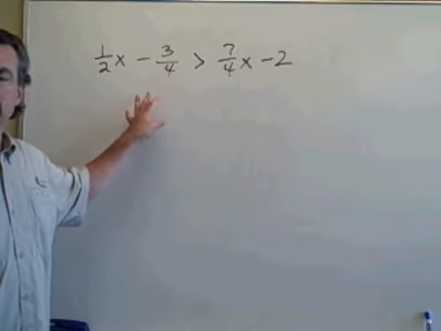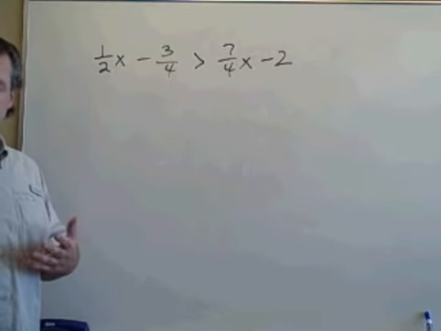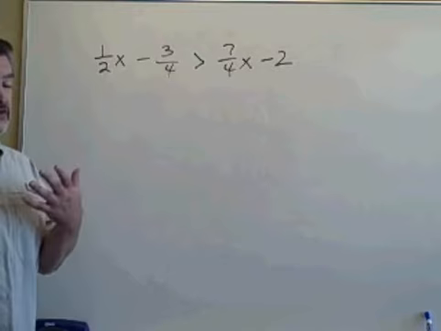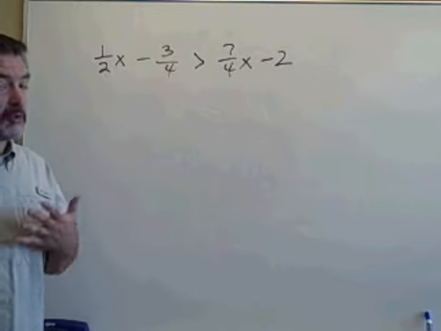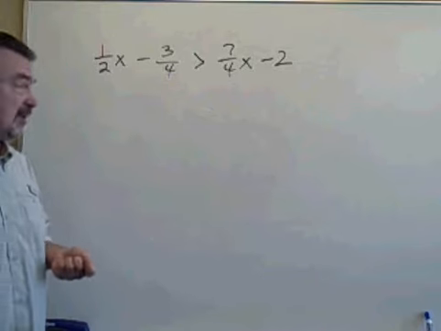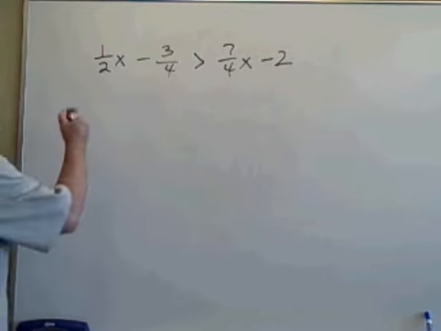Let's look at another linear inequality in one variable that contains fractions. Just as we do with linear equations, in fact, just as we do with basically any equation, when we want to get rid of the fractions, we multiply both sides by the least common denominator. And here the least common denominator is 4.